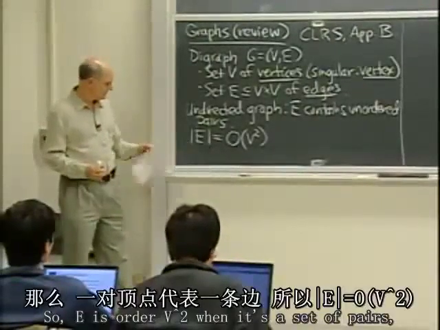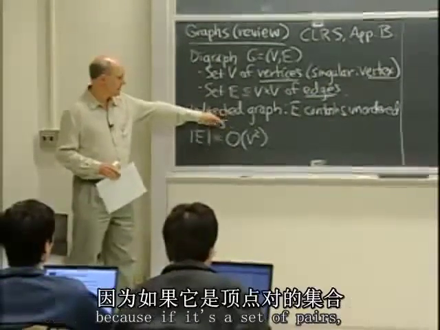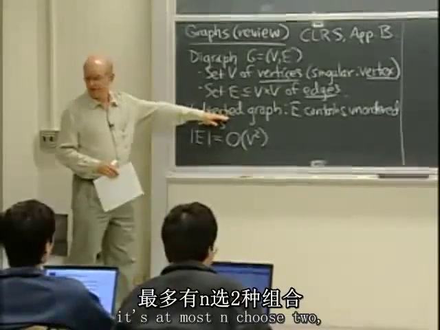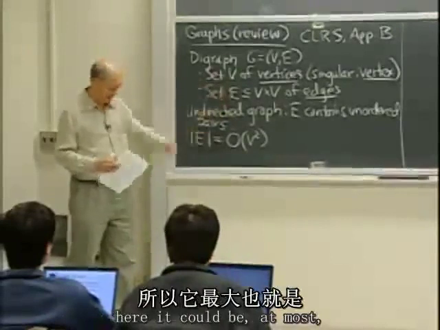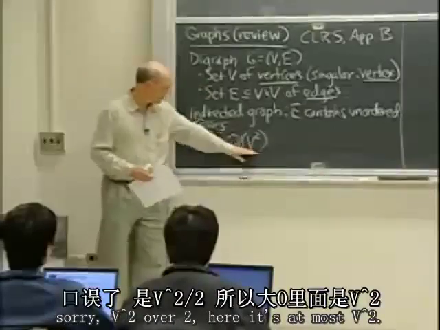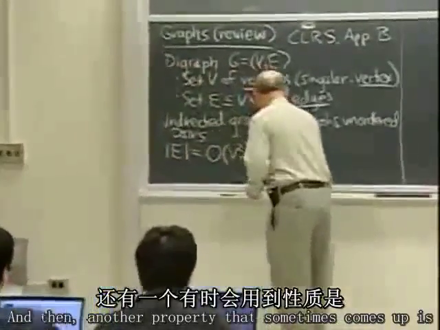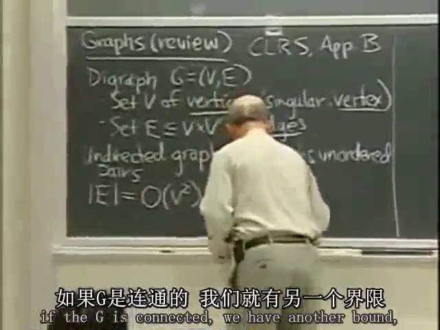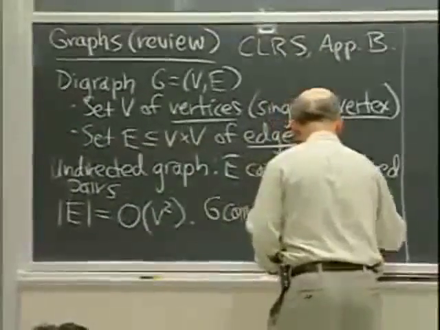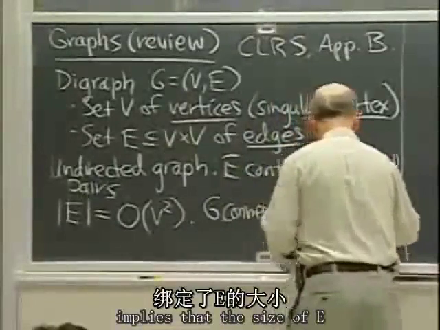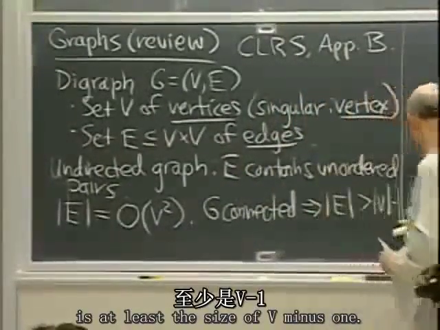So E is order V squared, whether it's a set of pairs or not. If it's a set of pairs, it's at most n choose 2, which is at most n squared over 2. Here it could be at most V squared over 2. Here it's at most V squared. And then another property that sometimes comes up is if G is connected, we have another bound, which implies that the size of E is at least the size of V minus 1.